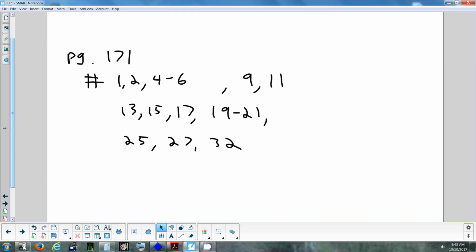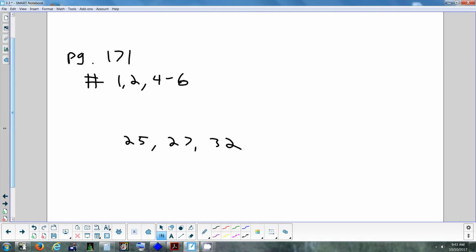All right, so homework for tonight. It's on page 171. 1, 2, 4 through 6. I think I can simplify this a little bit. 9, I erased one of them, so now it's just 9 through 21 odd, I think. Yeah, just 9 through 21 odd. So 1, 2, 4 through 6, 9 through 21 odd, 25, 27, 32.